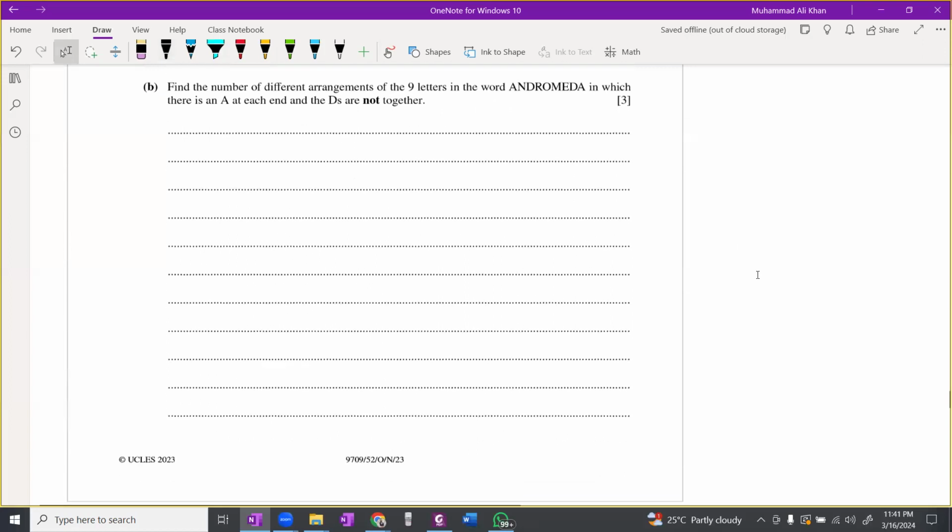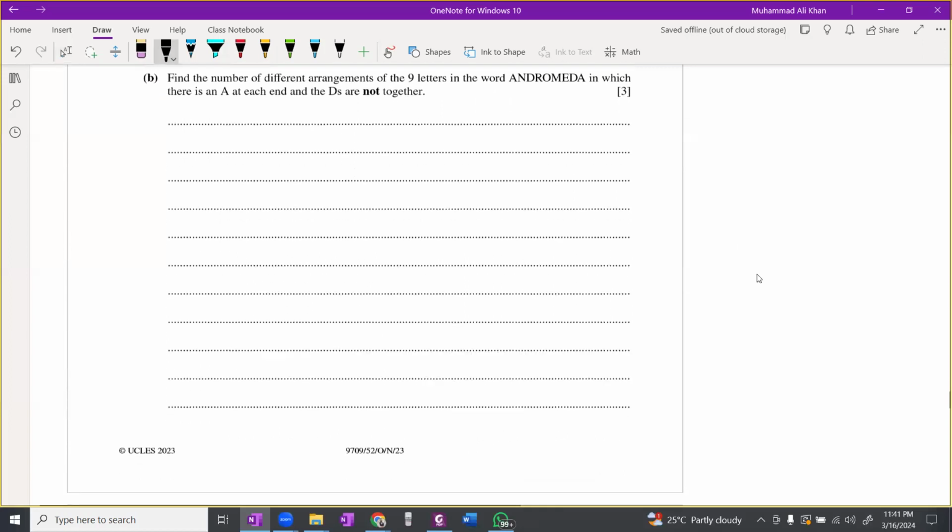Now in the next, find the number of different arrangements of the 9 letters in the word Andromeda in which there is an A at each end and D are not together. A each end पर होगा, A जो है वो each end पर होगा, और D एक साथ नहीं होंगे.